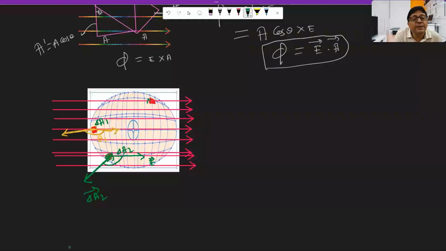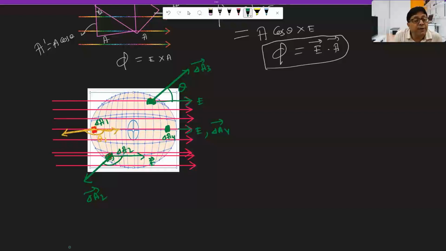What is happening at this point? If you consider the area vector at this point, it will be going this manner. Delta A3 vector is directed this way, and the field vector E is directed this way. This angle is acute. If we keep a small area here, that is delta A4, then the electric field is directed this way. So the electric field vector and the delta A4 vector have the same direction.